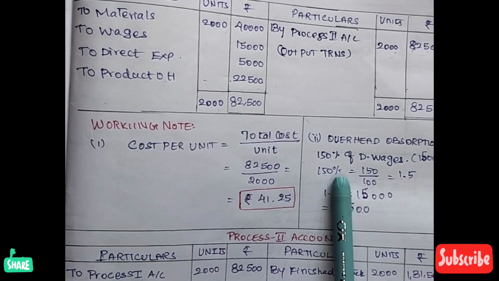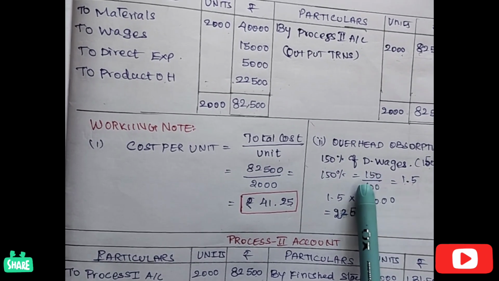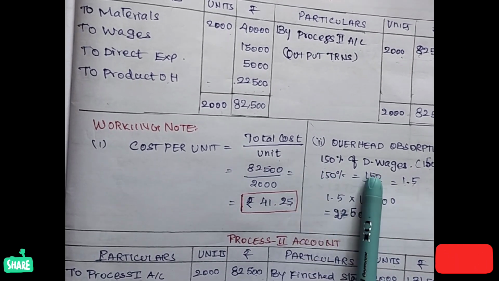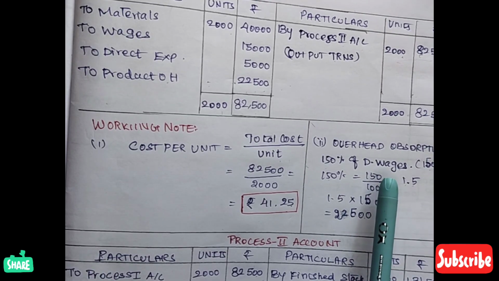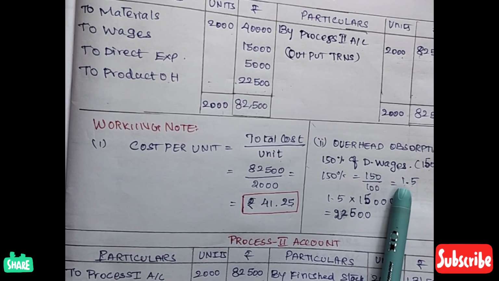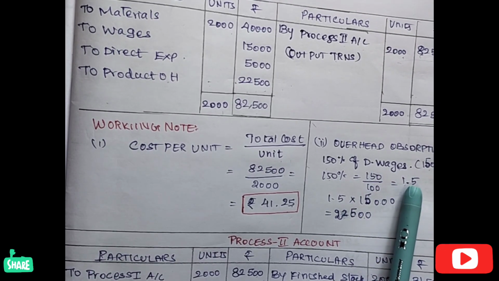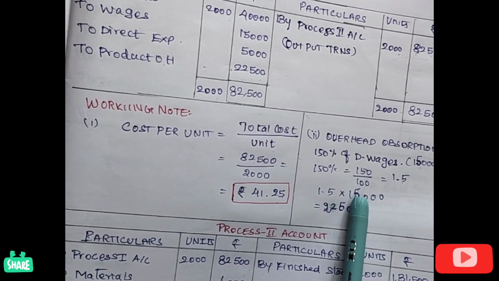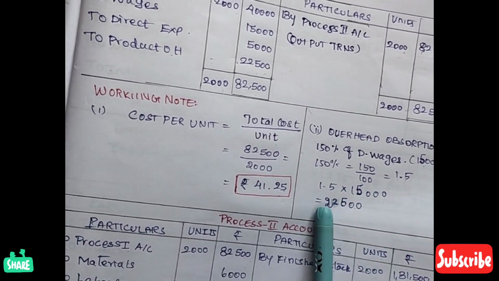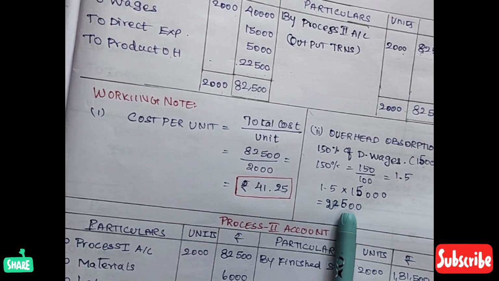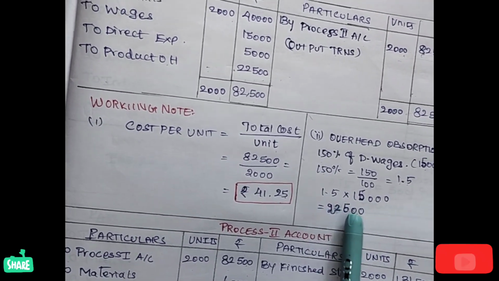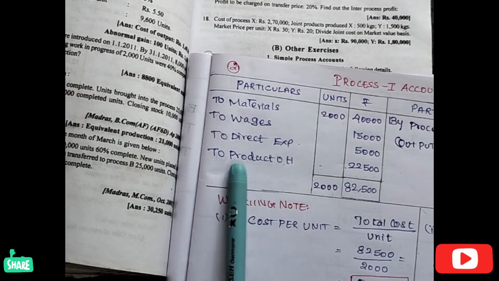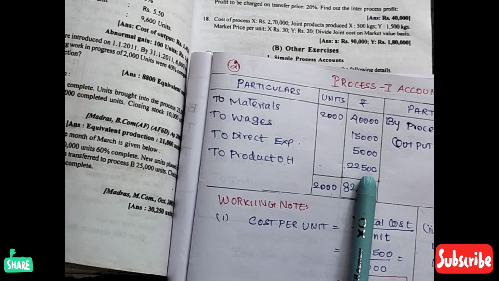So that 15,000 rupees will be calculated with 150% of production. So 150% means what? 150 divided by 100, we have to divide that numerator with 100. So after cancelling it you will get 1.5. That 1.5 into wages value 15,000 rupees. After multiplying you will get 22,500 rupees. What is the 22,500 means? It's a production overhead. So you have to write to production overhead 22,500 rupees.